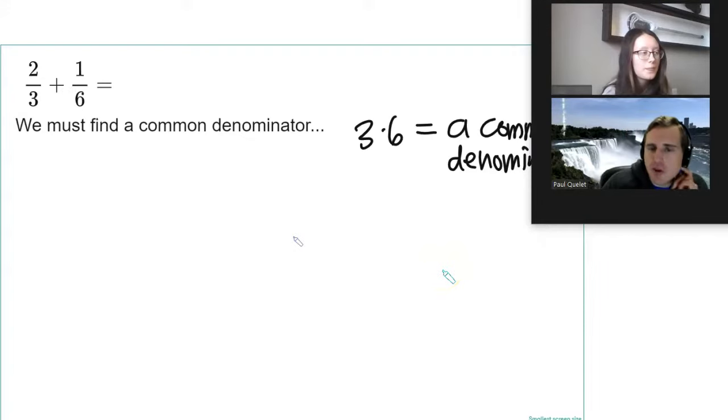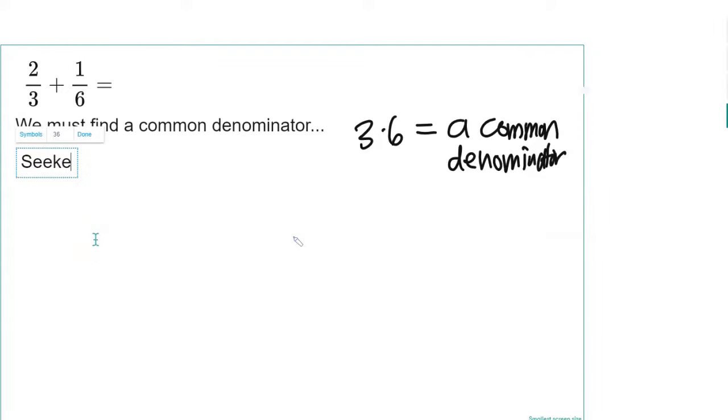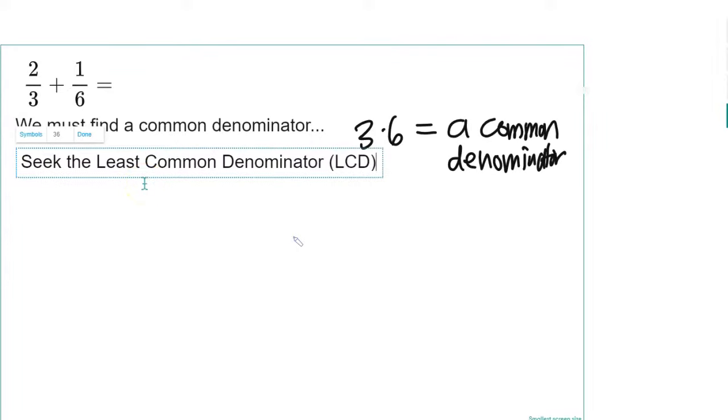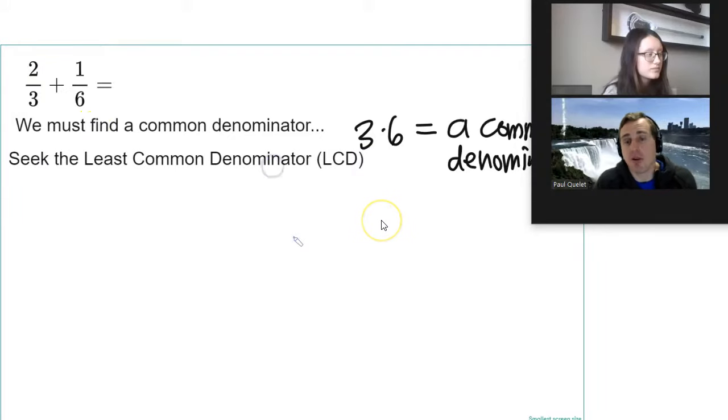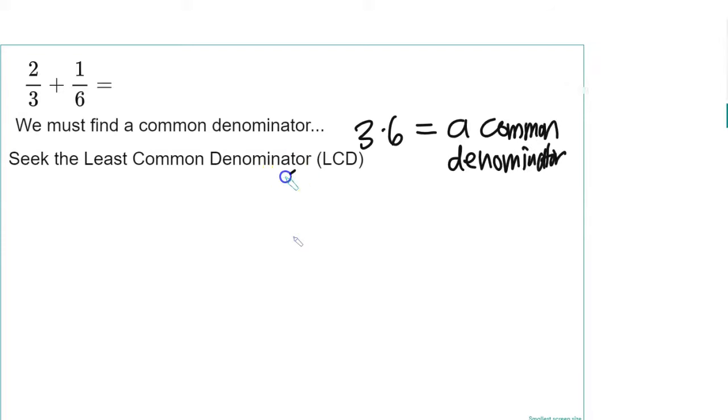What did we say a few minutes ago is the kind of denominator that we want to seek? Right, we seek the least common denominator. That's the LCD, often abbreviated. The least common denominator we seek. Now remember, least common denominator is predicated upon least common what?